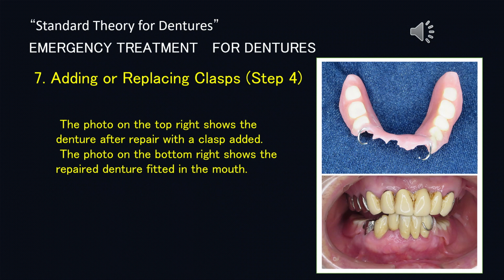7. Adding or replacing clasps. Step 4. The photo on the top right shows the denture after repair with a clasp added. The photo on the bottom right shows the repaired denture fitted in the mouth.